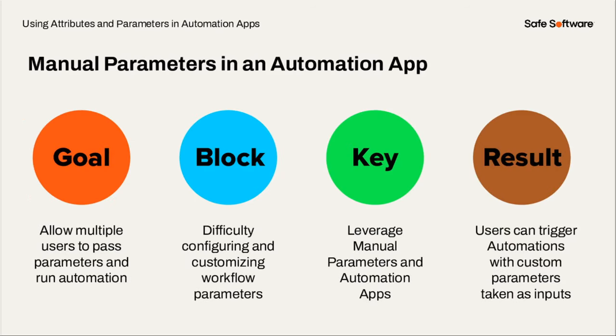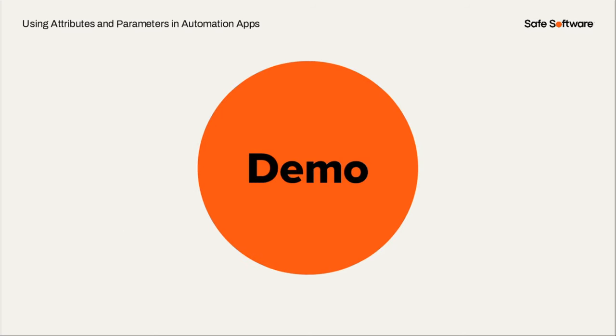So let's first go over what this demo is going to cover and how we're going to achieve everything. The goal is to allow multiple users to run an automation and pass parameter values to the automation, but that's usually blocked by the difficulty configuring and customizing workflow parameters. And the key here is to leverage manual parameters in automation apps to allow users to trigger automations with custom parameters taken as inputs. Okay, let's jump into the demo.